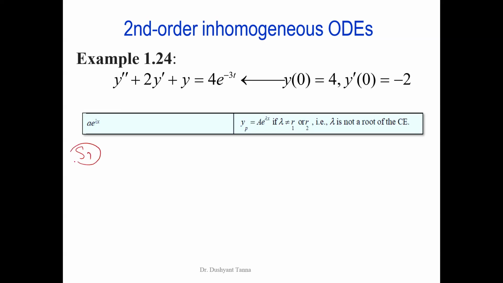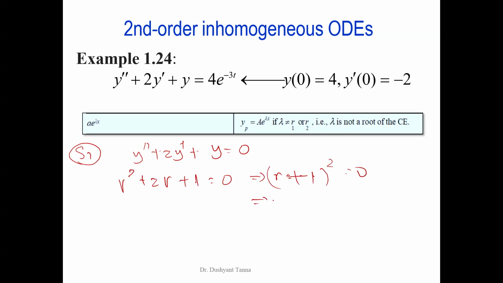Step 1. We got y double dash plus 2y dash plus y is equal to 0, the homogeneous equation. From that, we got r squared plus 2r plus 1 is 0. Therefore, (r plus 1) squared is 0. r is equal to -1, repeated twice, from that slide, second row. So my YH will be C1 e raised to minus t plus C2 t e raised to minus t.